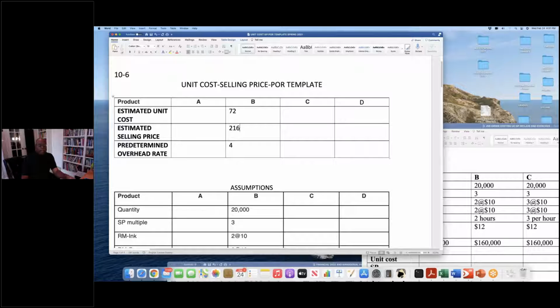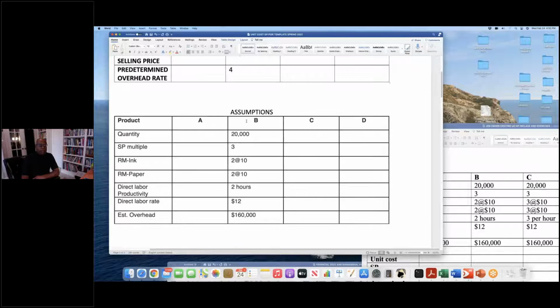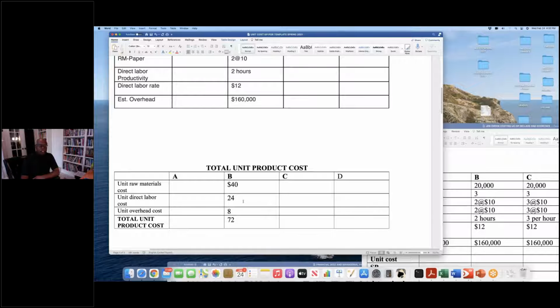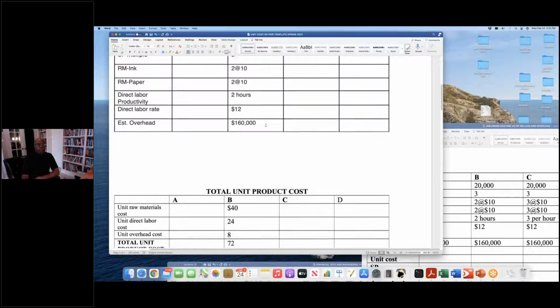If they don't have all the costs in, suppose we left out the overhead costs, then down the road we're going to lose money. If we didn't have the overhead costs in there, our selling price would just be $64. We'd only cover raw materials and labor. Then when the 160,000 came due, we wouldn't have any money to cover it. Is that understood?